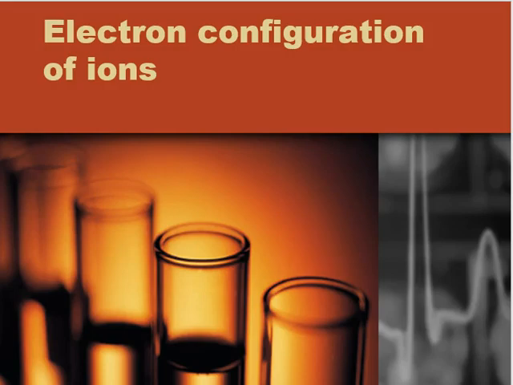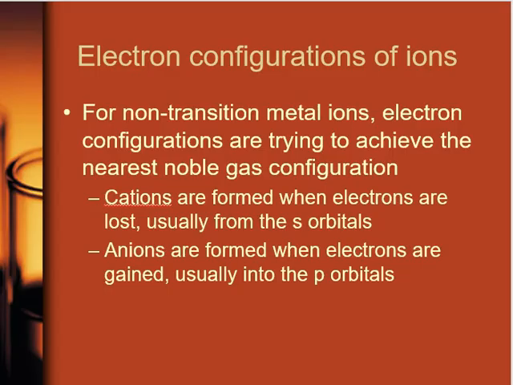So the most important thing to learn with this is that it's really no different than what you've learned in the past. When you lose electrons, they come out of the outermost orbitals. When you gain electrons, they go into the outermost orbitals. The only slight trick is with transition metals, and I'll talk to you about those in a second.